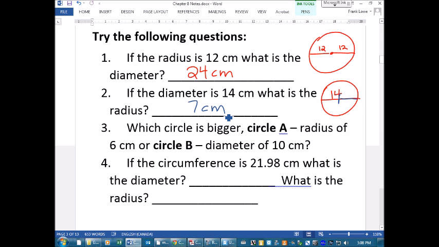Okay, so take a look at this one. Which circle is bigger? A circle A that has a radius of 6 centimeters, or circle B that has a diameter of 10 centimeters. So what you may want to do is convert them both to either radius or diameter, right? Then you can actually see. So I'm going to look at circle A. And if it's got a radius of 6 centimeters, then I know its diameter is going to be 12. That's correct. And circle B has a diameter of 10 centimeters, only 10. So that means circle A is the larger circle.